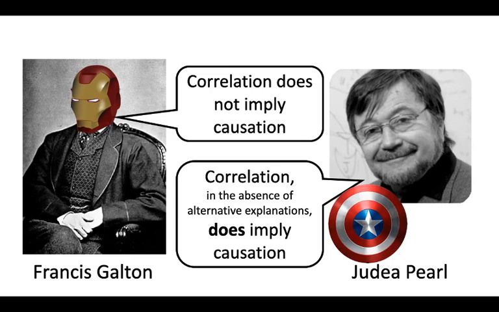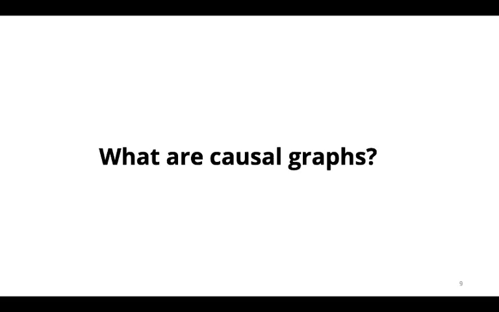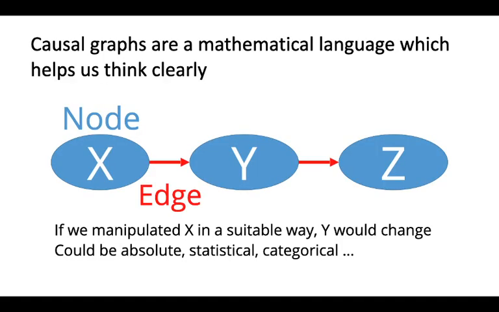This slide just shows you how old this presentation is. Anyway, what are causal graphs? Tools help us think. I'm just going to go over the basics of what they are. A causal graph is a mathematical language which helps us think clearly. They're most often portrayed in a graphical format as a series of circles with arrows. So sometimes people call the circles nodes and the arrows edges.